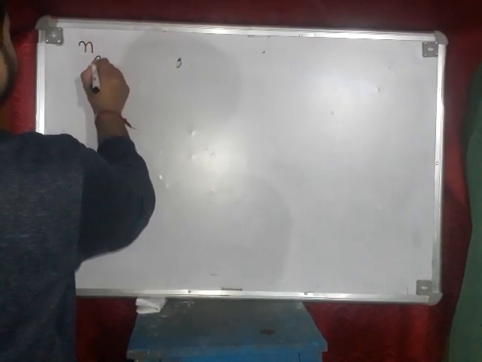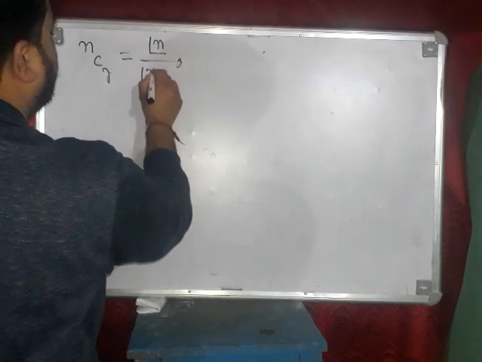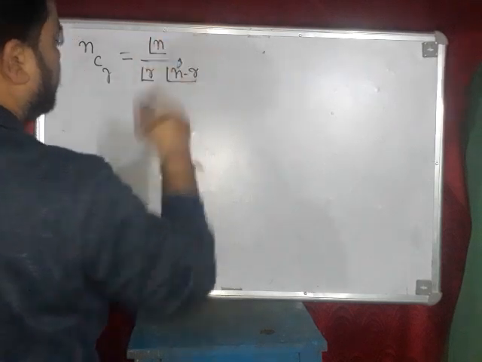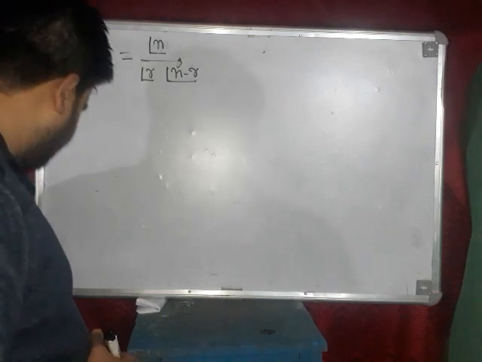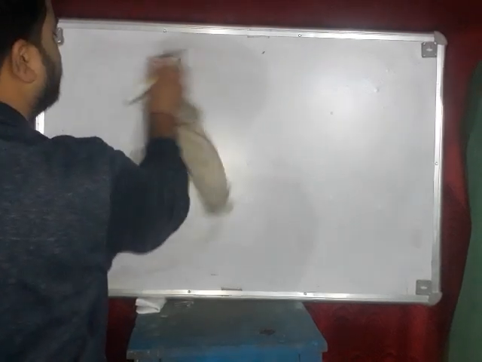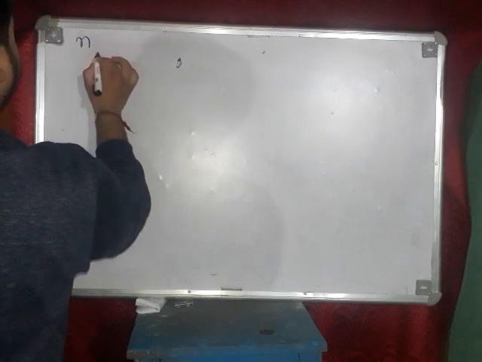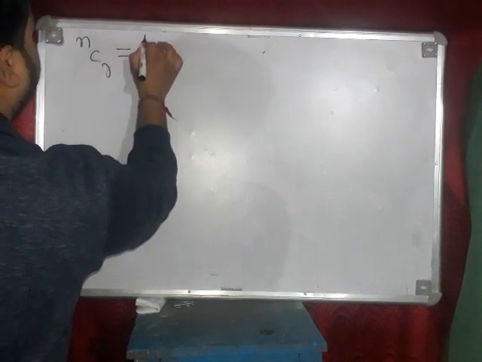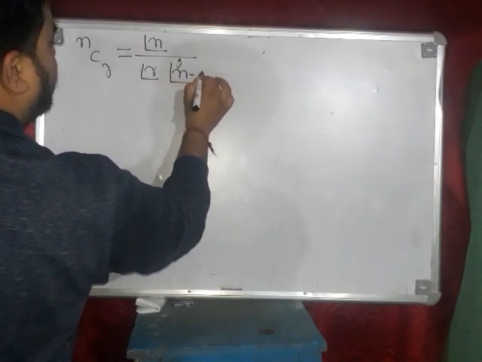In the last lecture we read the formula of the combination nCr, that is equal to factorial n upon factorial r into factorial n minus r. Now today we will discuss the binomial theorem. To know about the binomial theorem, at first we solve some questions on the formula nCr is equal to factorial n upon factorial r into factorial n minus r.